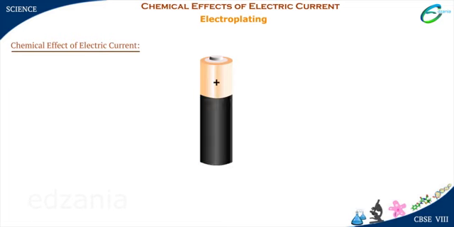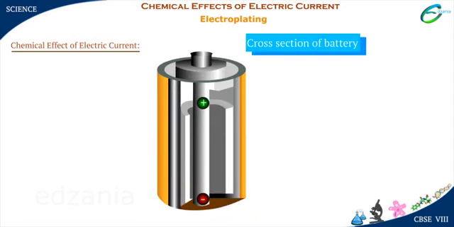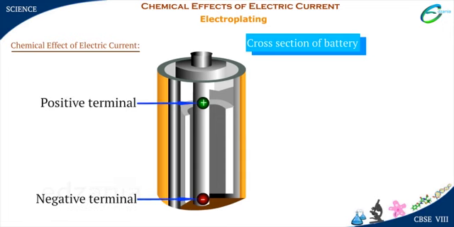Have you seen dry cell batteries used in torches, remotes, and clocks? This is the internal structure of a dry cell. Each dry cell has two terminals. One is positive and the other is negative terminal. These terminals are called the two electrodes of the cell.